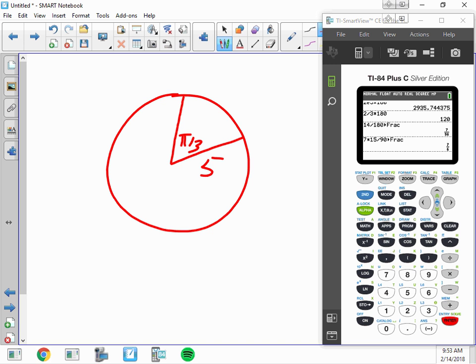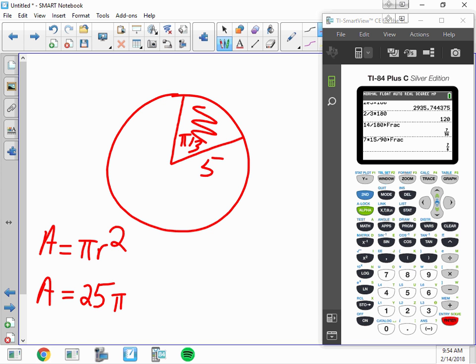So I want the area just of the piece of pizza. Just this stuff. How do you find the area of a sector? Well, what is the area of the entire circle going to be? Area of the circle is pi r squared. Right? So the area of this circle is 25 pi.